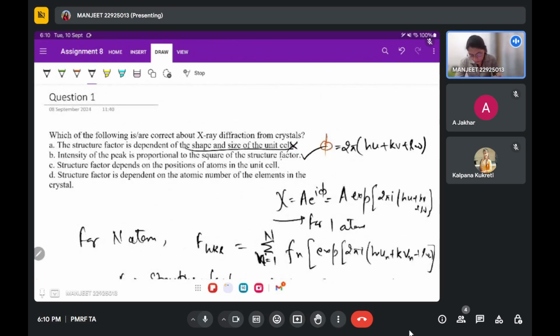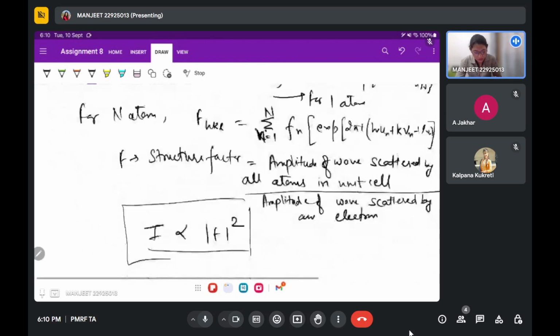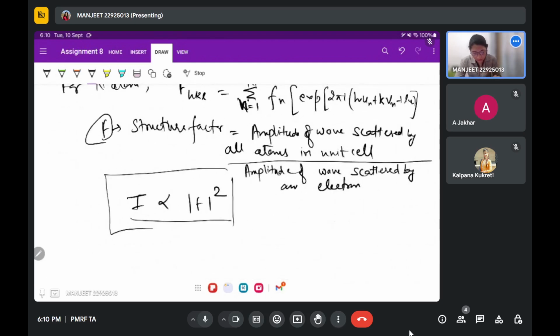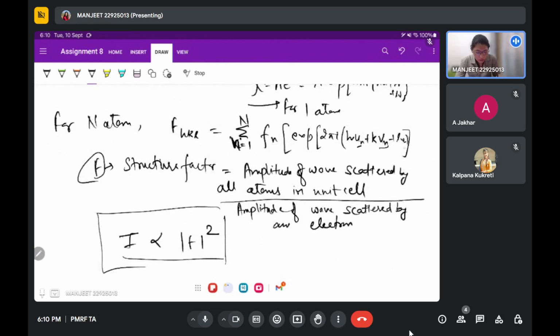Now in the C part, the structure factor depends upon the position of the atom in the unit cell. You can see here that this F factor depends upon u, v and w. These are the positions of the atoms in the unit cell. We consider all the atoms present in the unit cell. In simple cubic, the number of atoms is one, so there will be one uvw. In BCC we have two atoms in the unit cell, so there will be two uvw sets, and in FCC we have four atoms, so we will have four uvw.